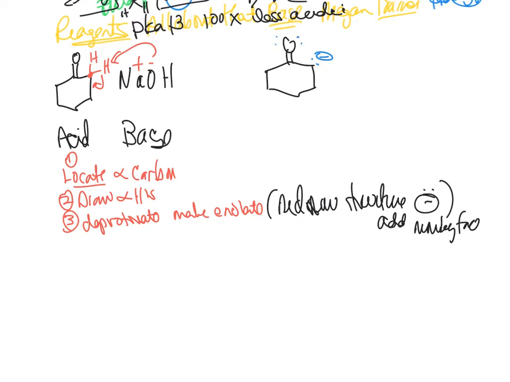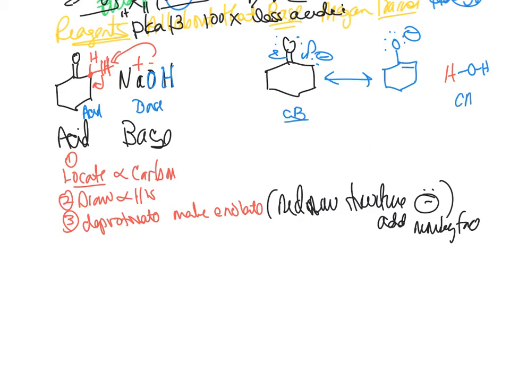Now you can draw your resonance structures. Okay, that's your resonance structures. And this OH picked up this hydrogen, so that makes water. And once again, we're doing acid-base chemistry. So we do our acid, base, this is your conjugate base, and this is your conjugate acid.